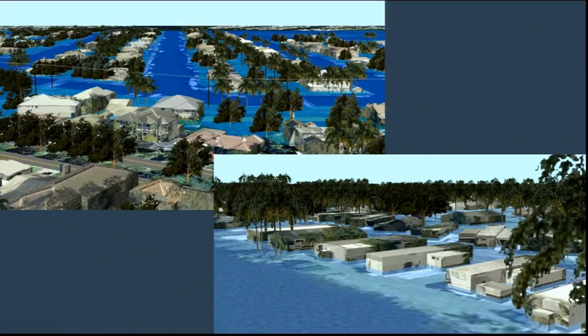We can pull in vegetation, we can pull in overhead utilities, we can pull in other infrastructure, bridges, roadways, and create really a complete scene, if you will.